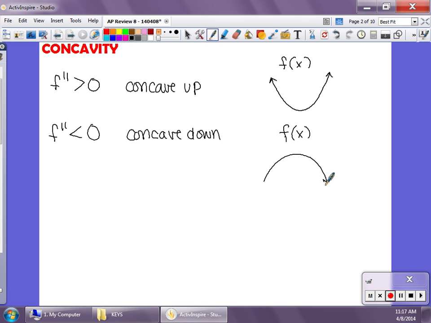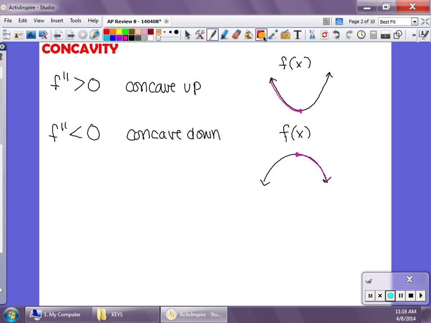frowning. And you want to be really careful and understand that if I break this graph into two pieces, and I graph just this part, that's still concave up. It doesn't have to be a full, complete smile. It can be half of a smile or half of a frown. So that not being a full parabola doesn't matter.